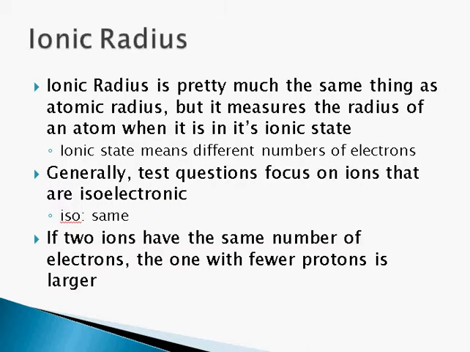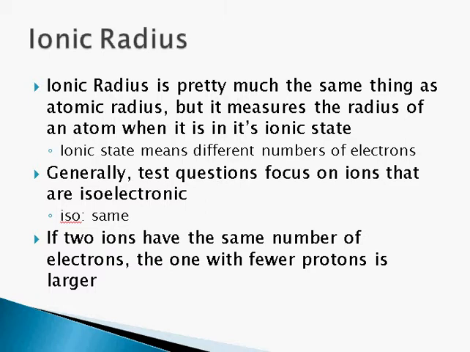Next concept is ionic radius. Just like atomic radius, ionic radius is really the same thing. It's just a measure of the distance from the nucleus to the outermost electron. However, with ionic radius, you actually have atoms having different numbers of electrons. So when they're in their ionic state, as we know from earlier in chemistry, atoms like to get to that noble gas configuration. So metals give away electrons to gain a positive charge, and nonmetals generally accept electrons to gain a negative charge.